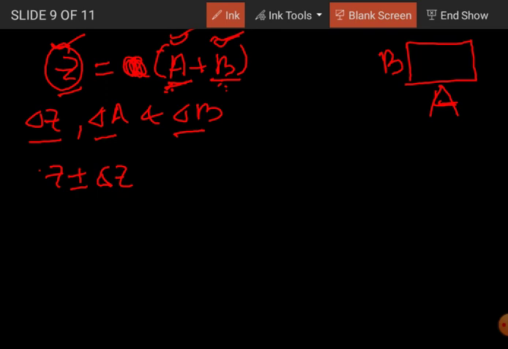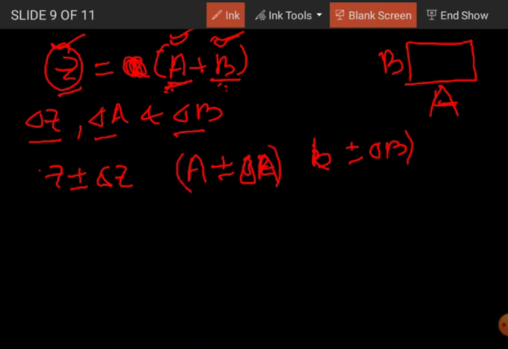Similarly for A, the measured value will lie from A minus delta A to A plus delta A. So we express it like that, A plus minus delta A. And similarly for B, it will lie from B minus delta B to B plus delta B. Got it? This is the measured value of B, this is the measured value of A, and lastly this is the measured value of Z.